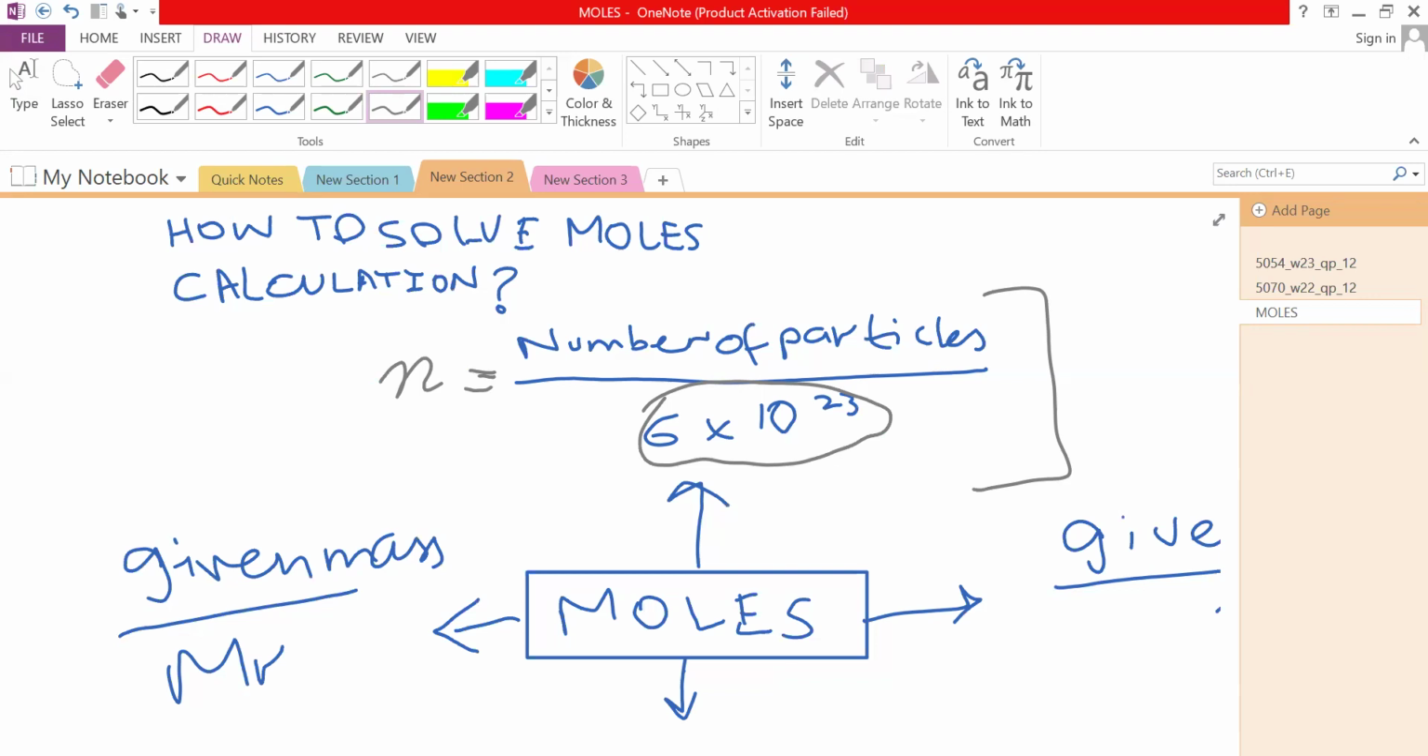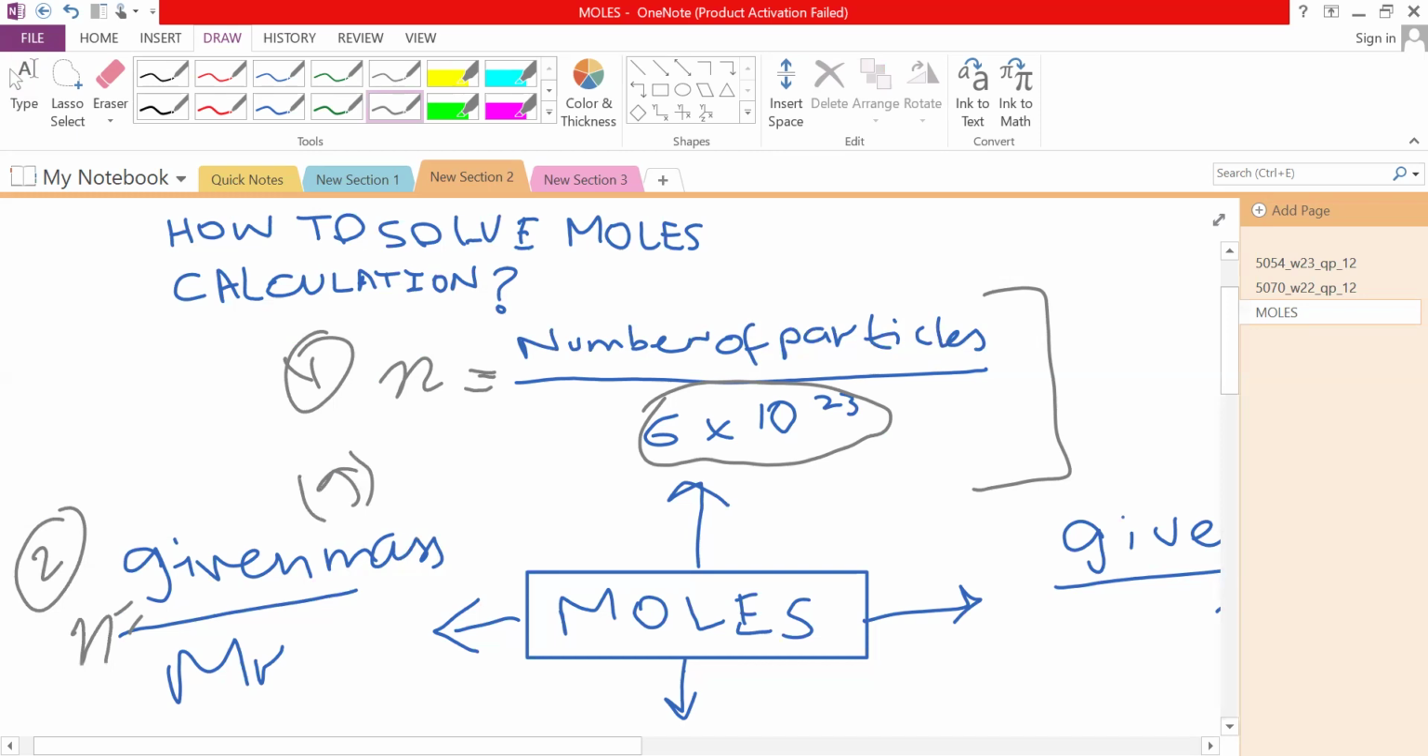Let's look at the second formula. This was the first formula. This is the second formula, which is moles equals given mass divided by Mr. This given mass is always in grams and it is given in the question, and you have to divide it by the molecular mass. What is molecular mass? Molecular mass is also known as atomic mass or formula mass, expressed in grams. You can find this using the periodic table given. We will look into some examples so you can have a better understanding of this.